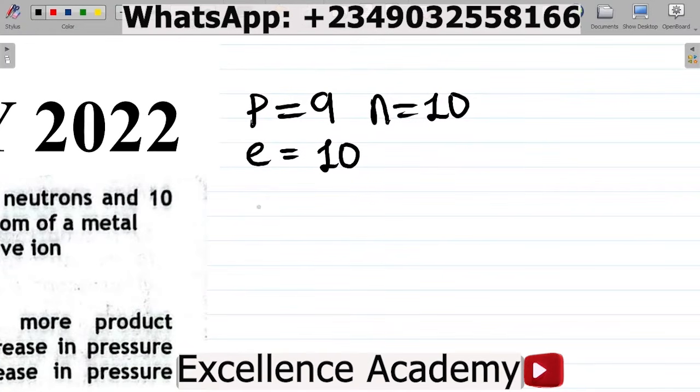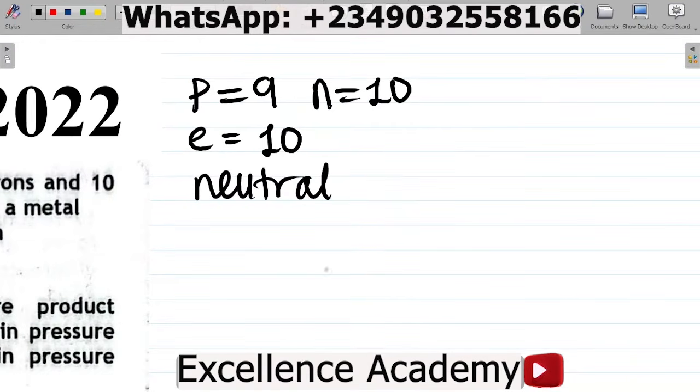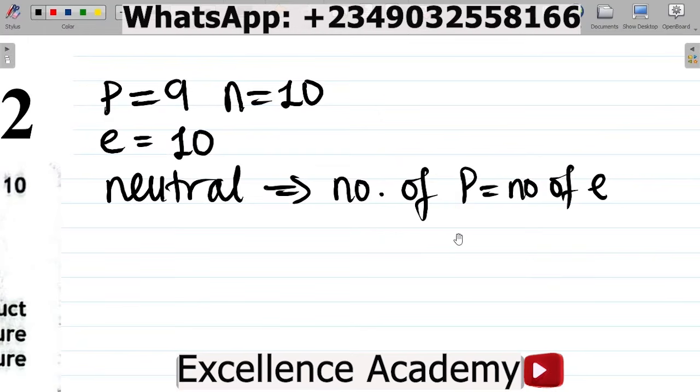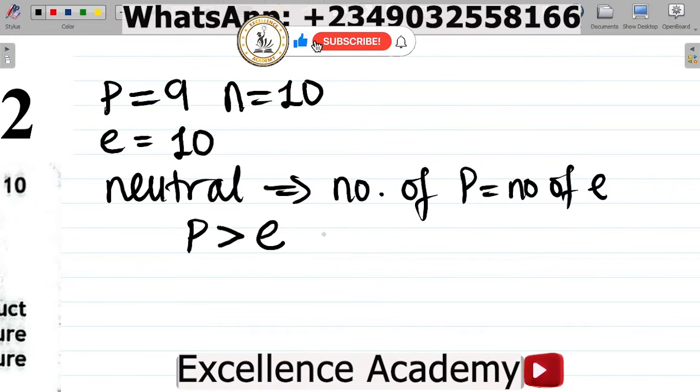The first thing you want to know is that when an atom is neutral, whether it's a neutral metal or non-metal, the condition is that the number of protons should be equal to the number of electrons. This is the condition for a neutral atom. If you have more protons, protons greater than electrons, the body will be positively charged because you have more positively charged particles.